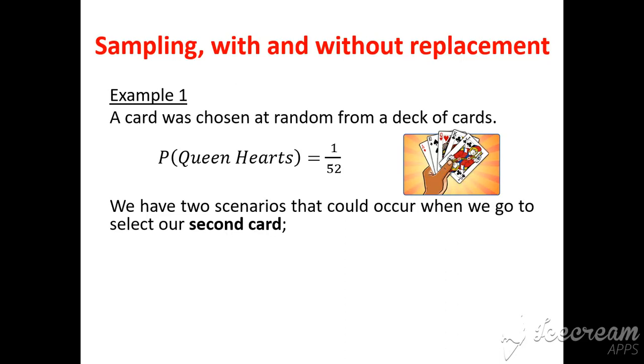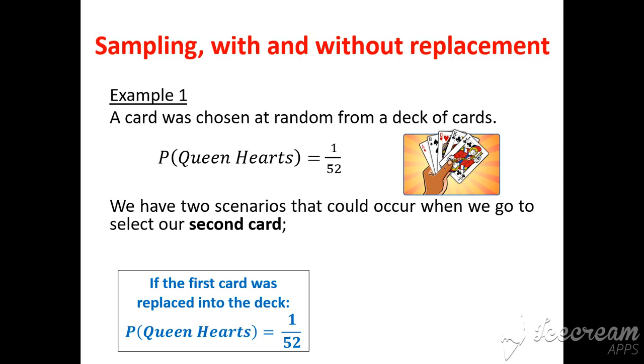Let's assume that the card we pick out was not the Queen of Hearts. We have two scenarios that can occur when we go to select a second card. First of all, if the first card gets replaced back into the deck, the probability that the next card is the Queen of Hearts will stay the same, one chance out of 52. Putting the card back into the deck, and therefore there's 52 cards and one Queen to find.